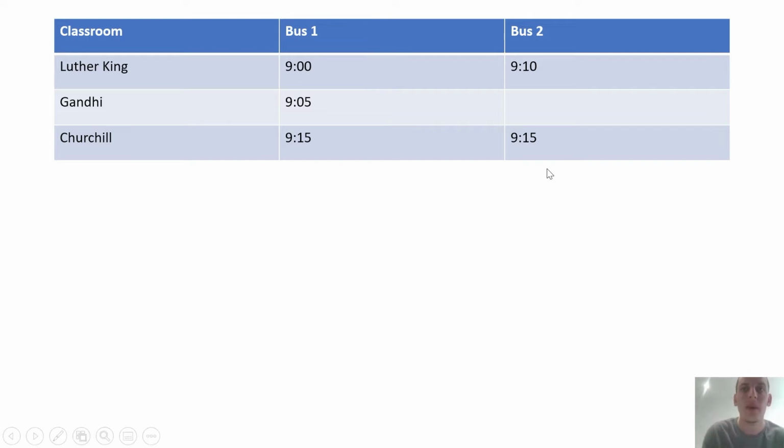So here we have a timetable. I created this. In school, we have two buses. One leaves at 9, the other leaves at 9:10. They both go from Luther King to Churchill class. So what we're going to do is go through some questions to try and understand timetables and see what your understanding is like.